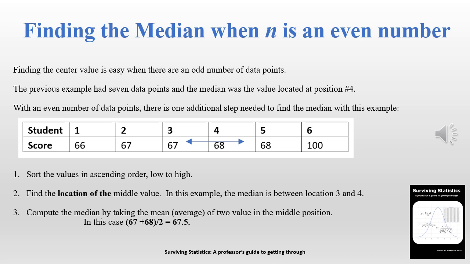Once we find the location of the middle value, which in this case is between 3 and 4, we compute the median by taking the average of the 2 values. So I'm on step number 3 here on this screen. We take 67 plus 68, divide it by 2, we compute the mean of those two, and we end up with 67.5. So with an even number, again, you just take the mean between the 2 values at that location. In this case, between 3 and 4, we end up with 67 plus 68 divided by 2, computing a median value of 67.5.